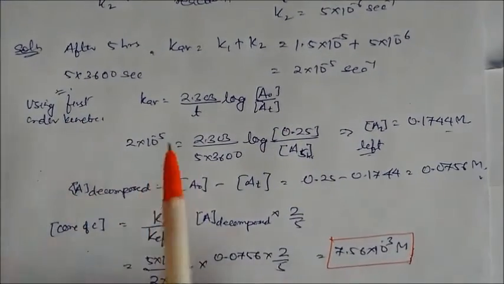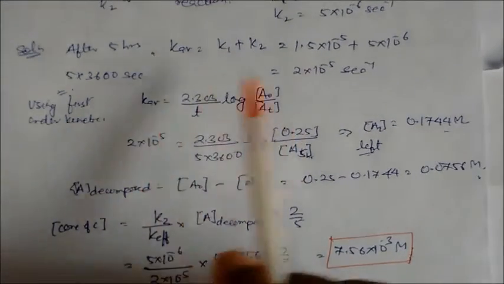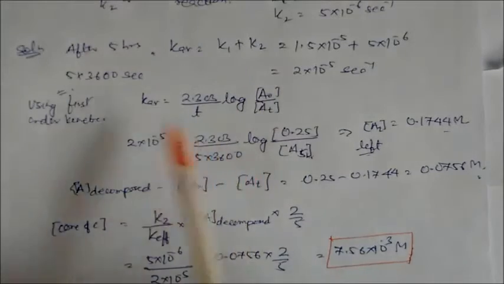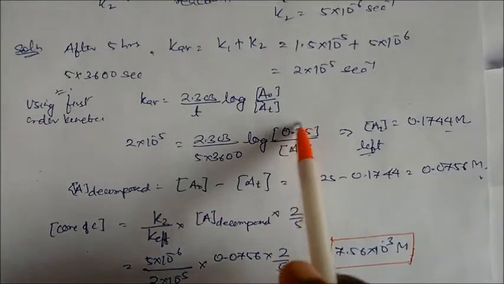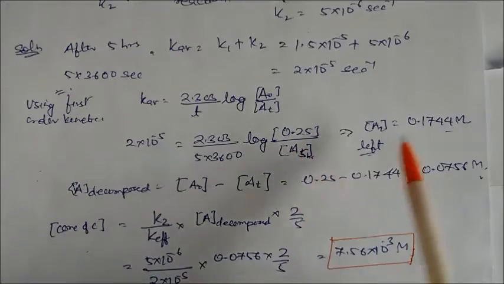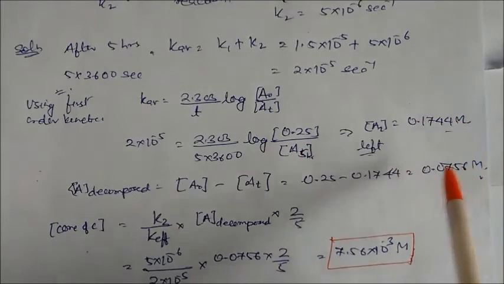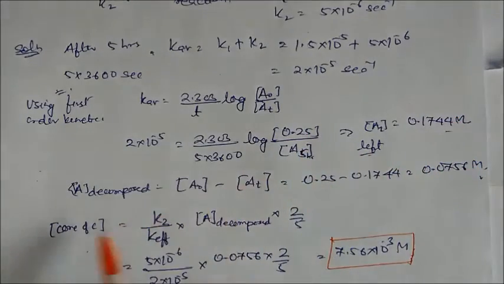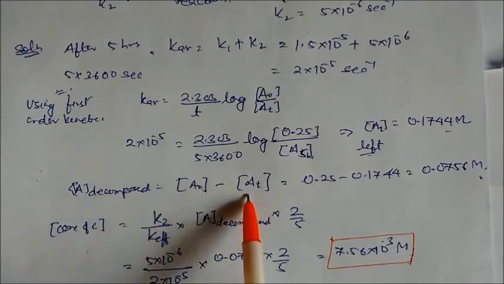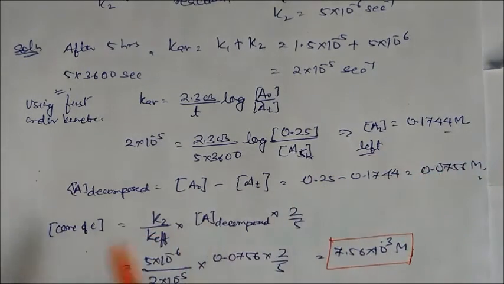So the formula is this. Put K effective this much, time is given, 5 into 3600, and initial concentration is given. So this is the At, which is left. This is this much concentration. So how much A is decomposed to convert into B and C? A decomposed will be A naught minus At. So this much value. Again we can use the formula for concentration of C, that is K2 by K effective.